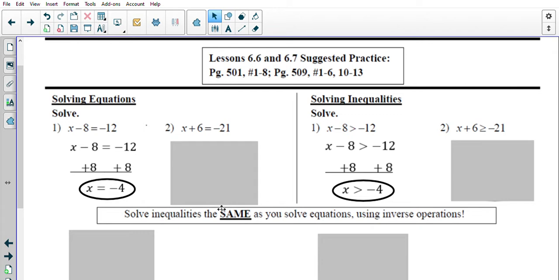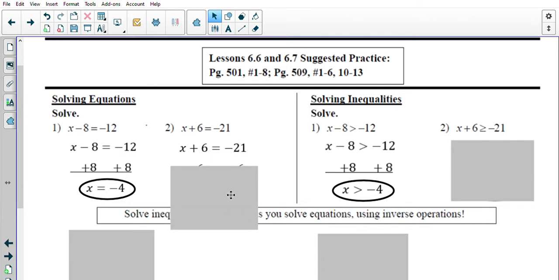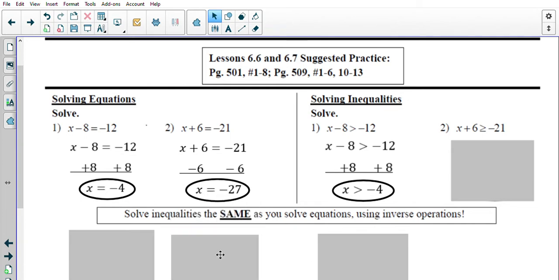Let's look at number 2. X plus 6 equals negative 21, our equation first. The inverse of adding by 6 is to subtract by 6. So in our calculators, we do negative 21 minus 6, which is negative 27.